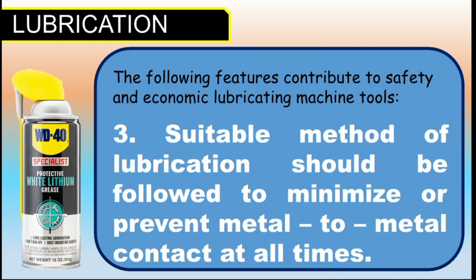And then, at the same time, for number 3, suitable method of lubrication should be followed to minimize or prevent metal-to-metal contact at all time. So, kailangan natin ng lubrication, lalo sa mga machine, kasi the more na wala silang lubrication, malaki ang possibility na magkaroon ng pagkiskisan ng dalawang pyesa o ng dalawang metal na possible na magkaroon ng damage. So, kaya dahil sa lubrication, nagkakaroon ng madulas na proseso dahil hindi direkta nagkakaroon ng contact ang dalawang pyesa o ang dalawang metal. So, yun siya.